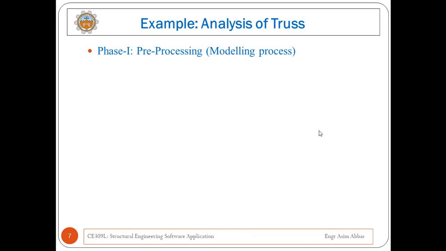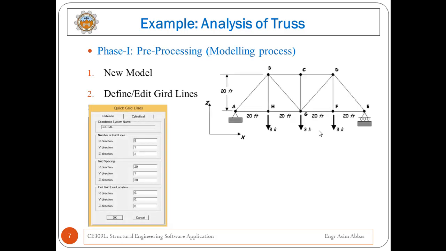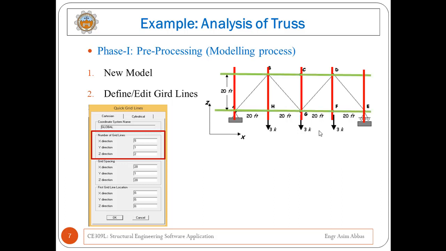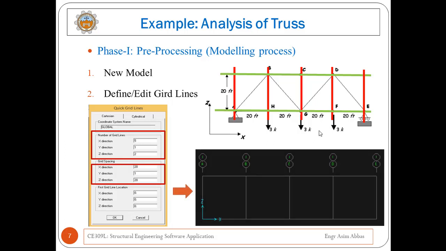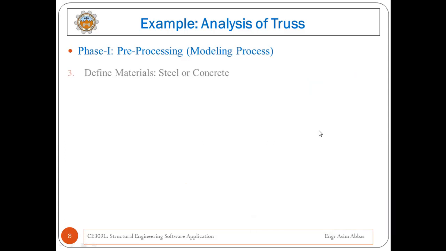Now phase 1. In phase 1, the first and second steps are to create and define grid lines for the given truss example, right? For the given example, 5 grid lines are required in the x direction and 2 grid lines in the z direction, having 20 feet spacing each. In phase 1, step 3 is to define materials, right? For further detail about this step, please refer to lecture number 5 and 6.